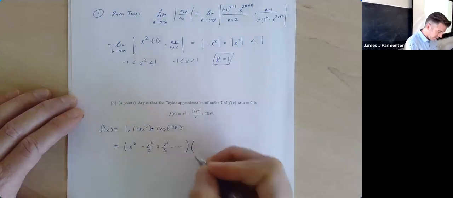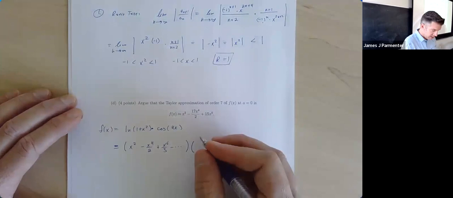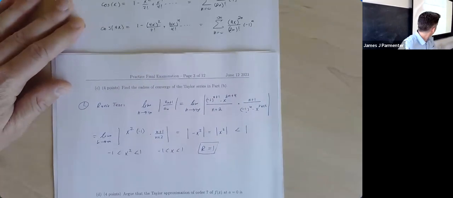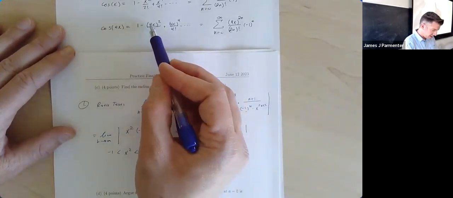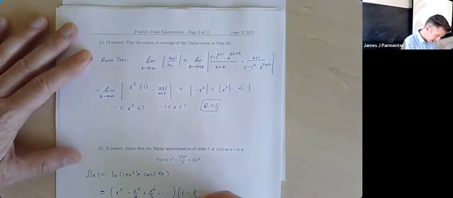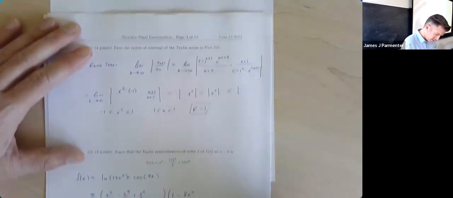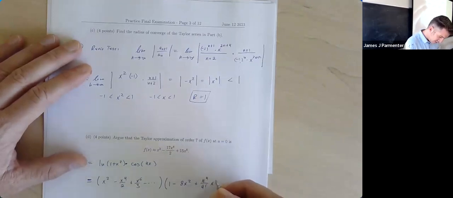And then our cosine of 4x was, I didn't actually write out the nice way. So let's actually go back and look at it. I'm going to write this as like, 1 minus 16 over 2 is 8x squared. So I'm gonna have 1 minus 8x squared. And then I have a plus 4 to the 4th over 4 factorial. That's kind of gross. I'm just gonna write it as 4 to the 4th over 4 factorial times x to the 4th.